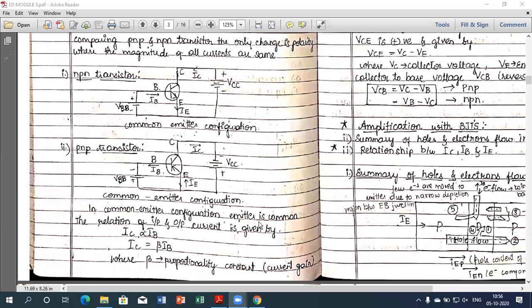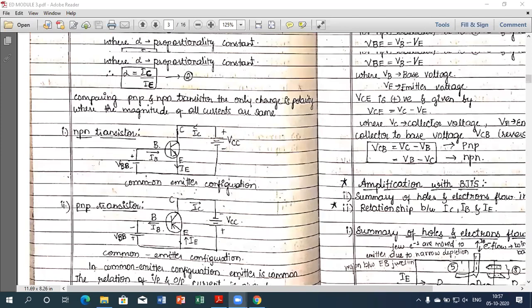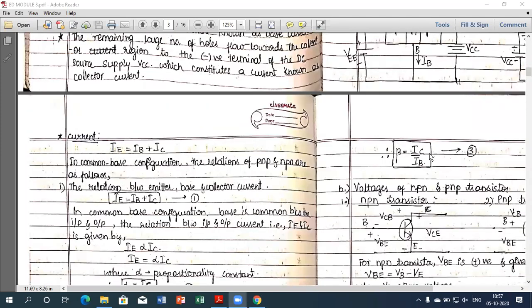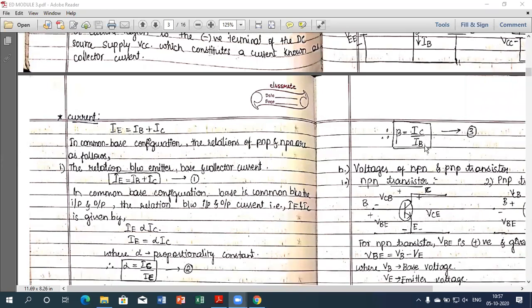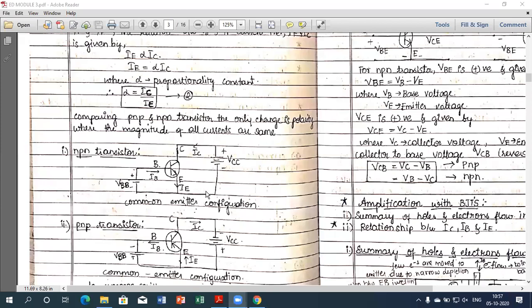In common emitter configuration, the relation between the input and output current is given by IC directly proportional to IB. If I remove the proportionality, IC equals beta into IB, where beta is the proportionality constant. So what I need is the current gain, which is beta here, which equals IC by IB. This is the relation of collector and base current when the emitter is common for this configuration.